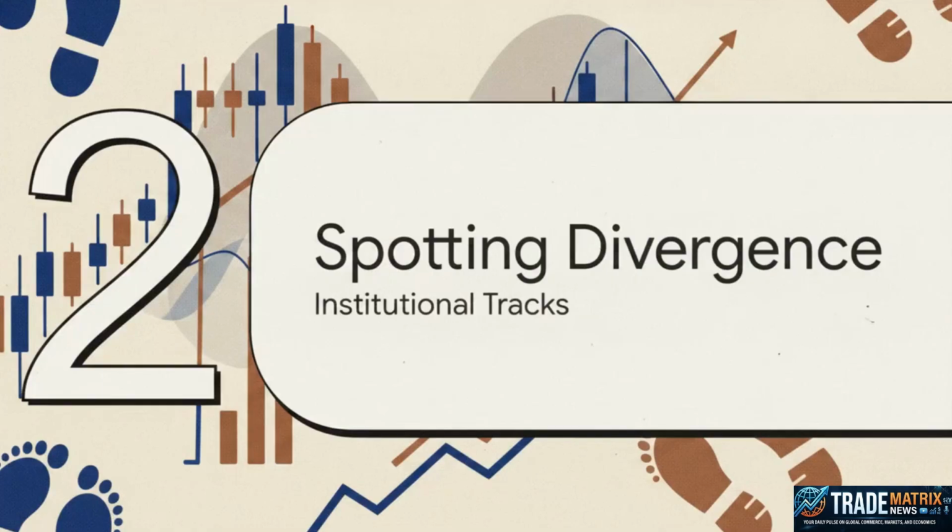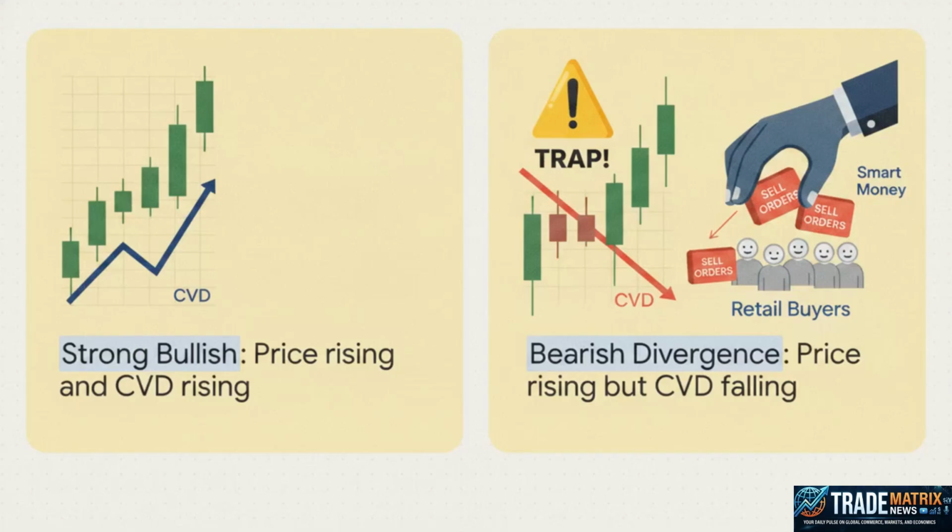Section 2. Spotting institutional divergence. Let's contrast a legitimate, healthy breakout with a totally deadly trap. In a strong bullish scenario, the price is climbing and CVD is climbing right alongside it. That means aggressive buyers are truly driving the move. It's healthy. But then we have the trap, bearish divergence. Here, the price is rising, making new highs, which absolutely screams buy to retail traders. But the CVD, it's actually falling. This divergence is a blaring, red alert alarm that large institutions are secretly offloading their bags and aggressively selling into all that unsuspecting retail buying pressure.